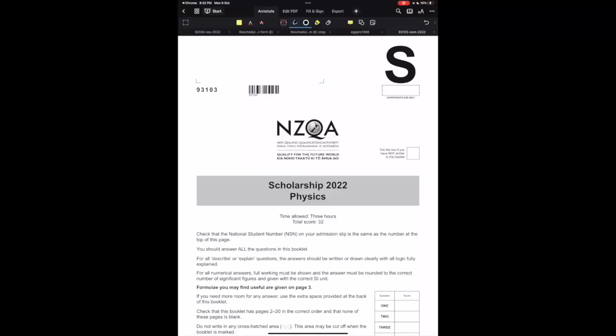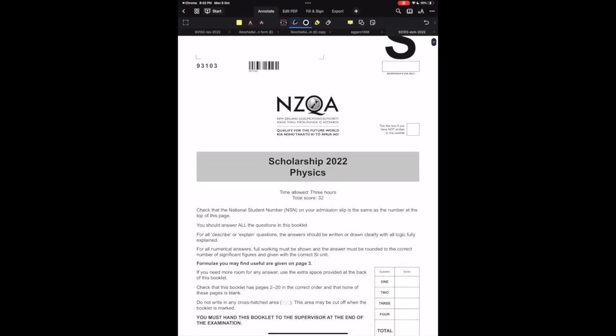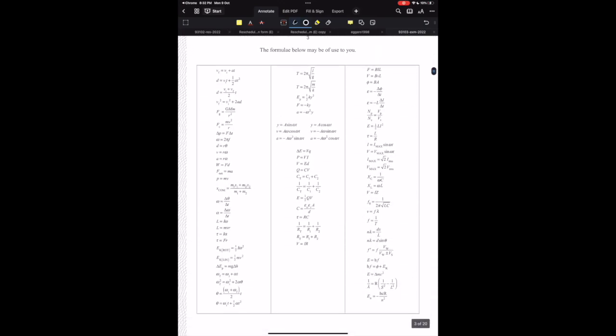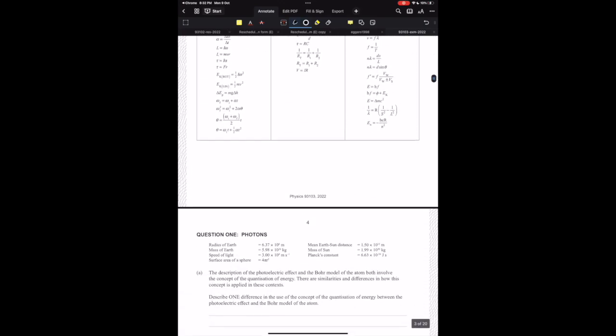Hi everyone, this is the NZQA scholarship exam for physics for 2022. Recently they changed the number of questions from 5 to 4, so there's more time that you can have per question, and the time allowed is still 3 hours. As always, you still have a formula page if you need it, and let's get into the first question.